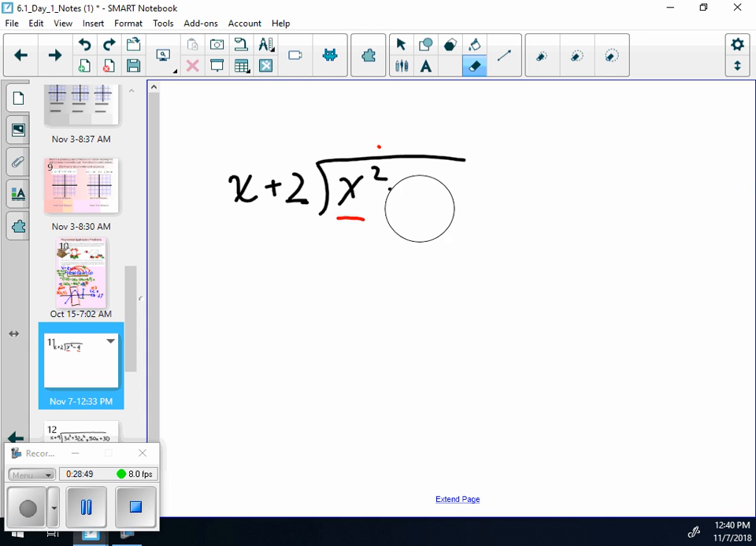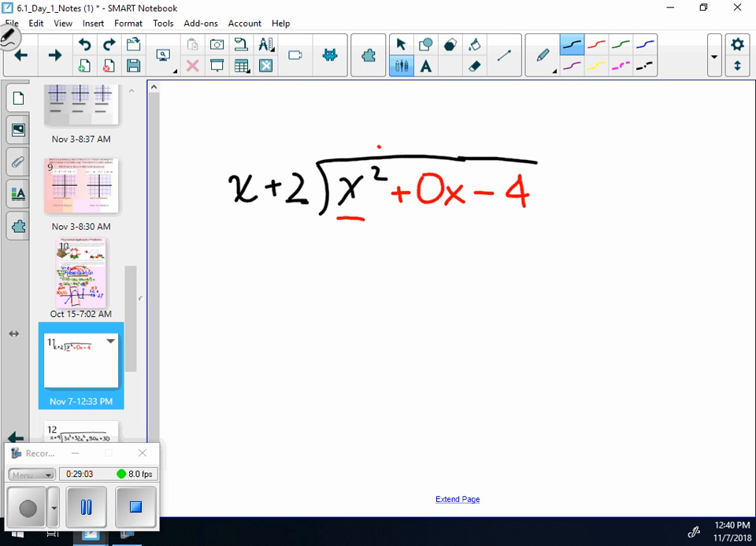And so my suggestion would have been, or would be, add that x term, but add a 0x, which is the same thing as saying no x term. And then keep your constant term in there. And once you have done that, then you can say x times something will give me x squared, which will just be an x. So that means that we'll have an x squared here. Then x times 2 will give me a 2x.